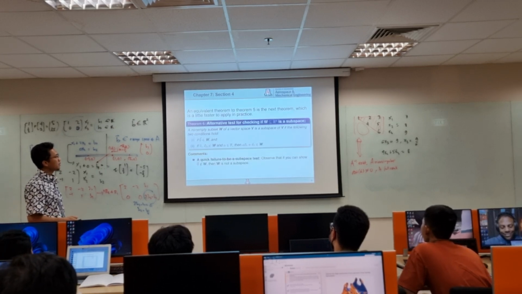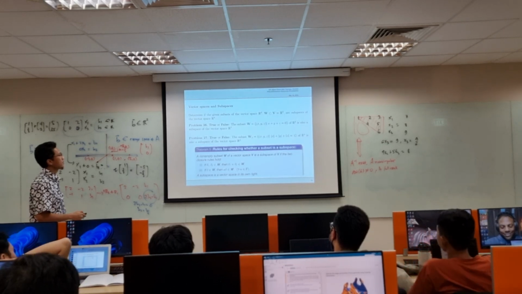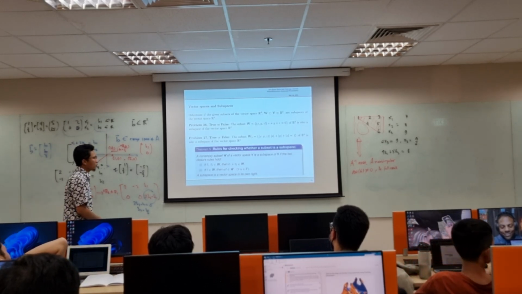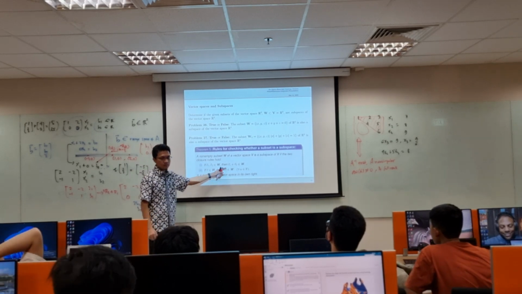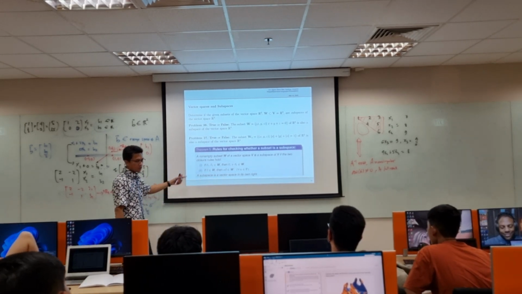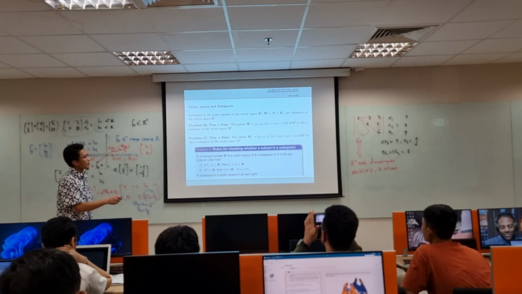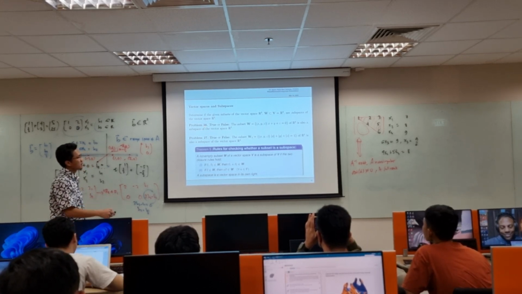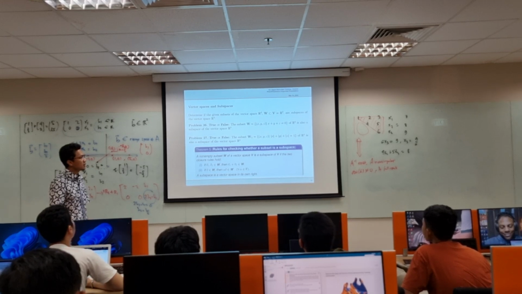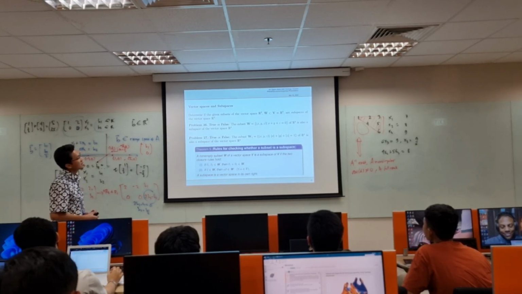And then an example will be here. Let's test. You just apply this rule to check whether it is a subspace or not. For number 26, do you think this is a subspace or not?